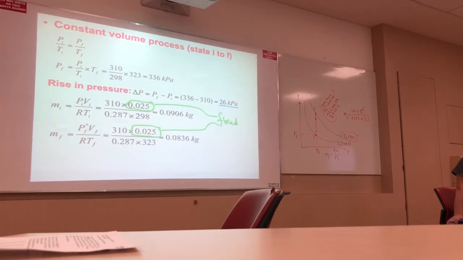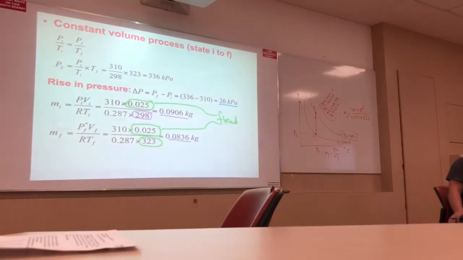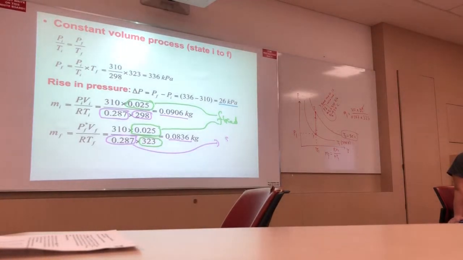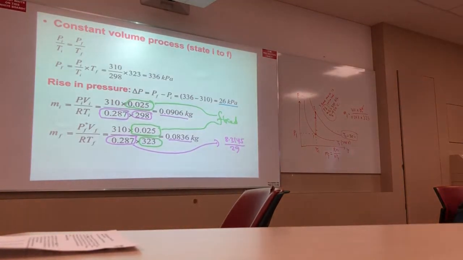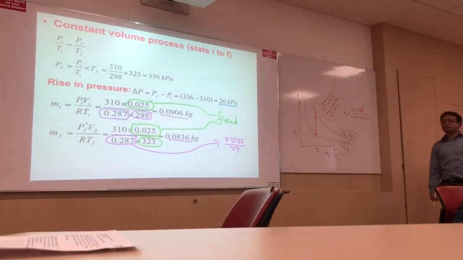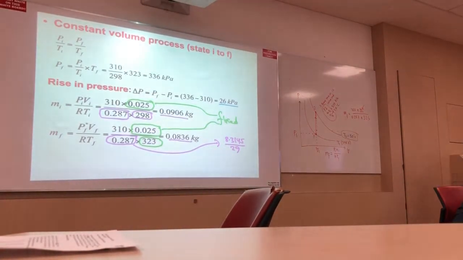So Tf is given, same as 50 degrees, and this is the initial temperature. I can calculate the mass. And R is 0.287. 0.287 is 8.3145 divided by 29. The air molecular mass is 29. Then you can get 0.287 kilojoule per kilogram Kelvin. The unit is kilojoule per kilogram Kelvin, right?